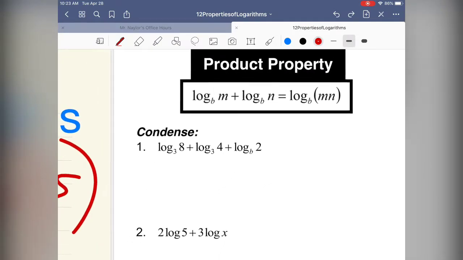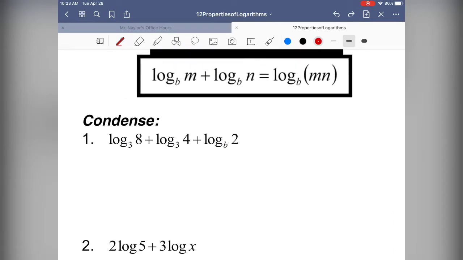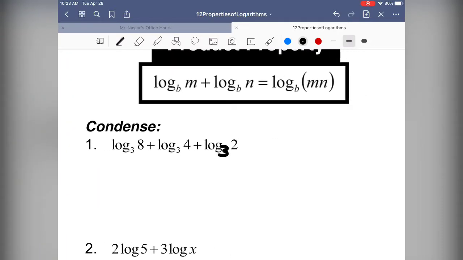Now, we call this condensing because condensing is when you take multiple logs, in the case of this problem 3 logs, and you condense them together to be 1 log. By the way, we have a small typo here. This is supposed to say the log base 3, not the log base b. It's supposed to say the log base 3. In any case, if you have 3 logs, you can condense them together to be 1 log.